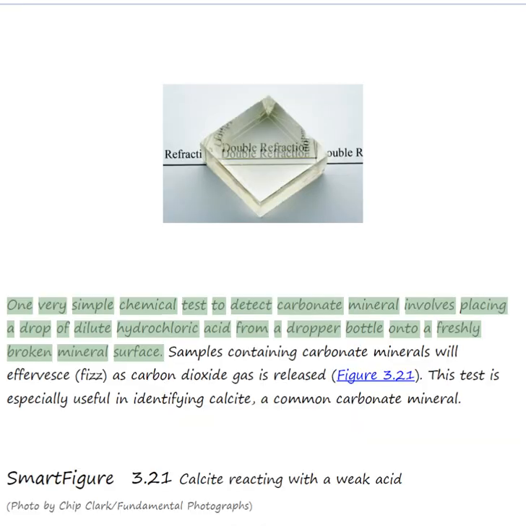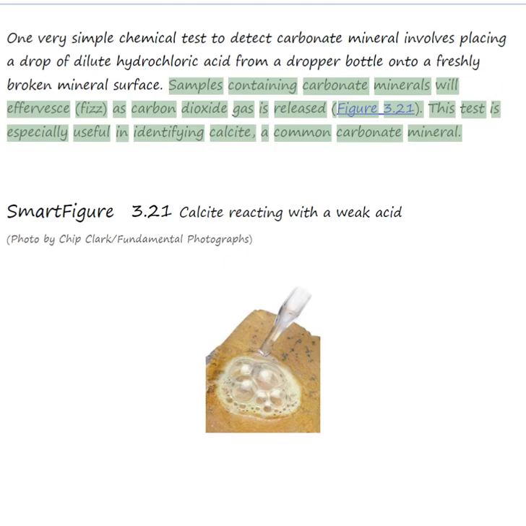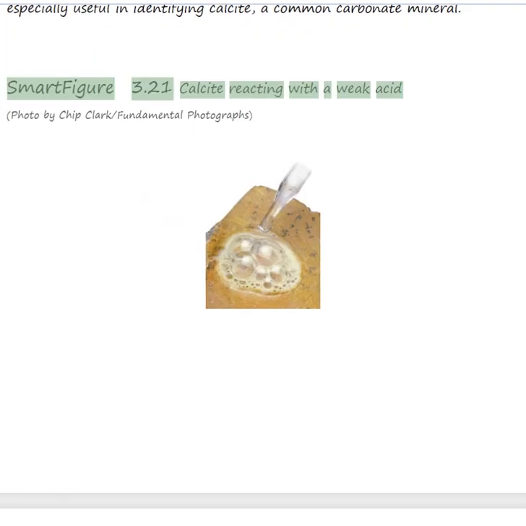One very simple chemical test to detect carbonate mineral involves placing a drop of dilute hydrochloric acid from a dropper bottle onto a freshly broken mineral surface. Samples containing carbonate minerals will effervesce as carbon dioxide gas is released. This test is especially useful in identifying calcite, a common carbonate mineral. Smart Figure 3.21 Calcite reacting with a weak acid.